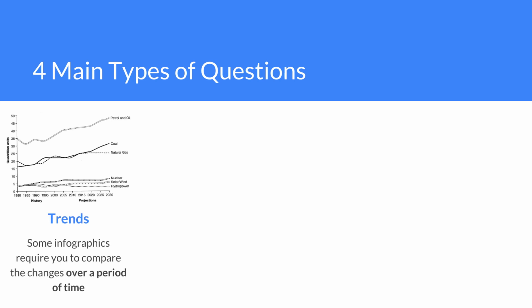The first type is going to be a trends question. In this type of question, you're going to have data that is plotted over a period of time. So you may have a pie chart, a line graph, or a bar graph, or some other type of infographic. For this type of question, you just have to describe the changes that you're seeing over a period of time.